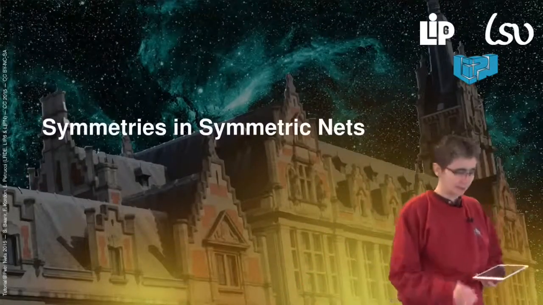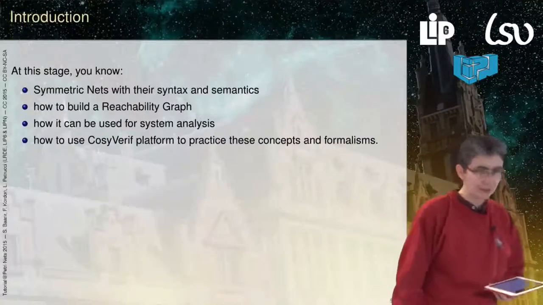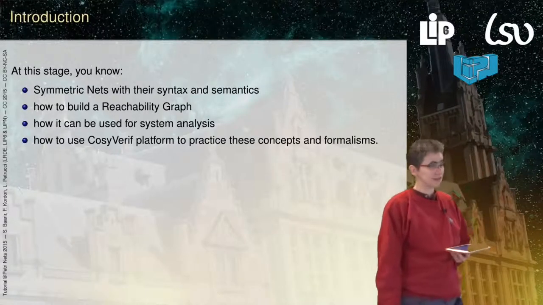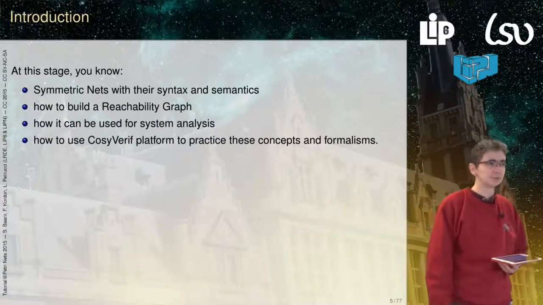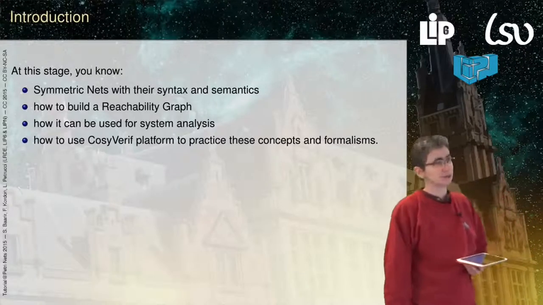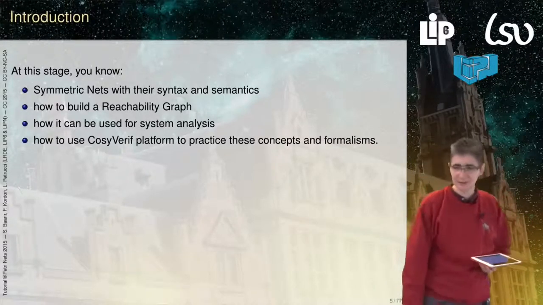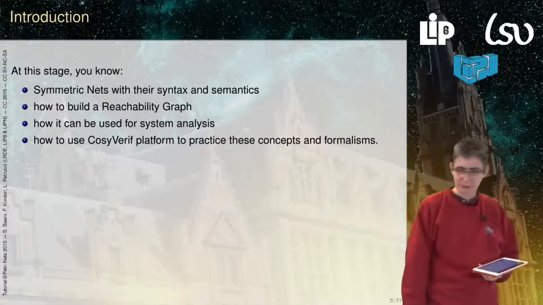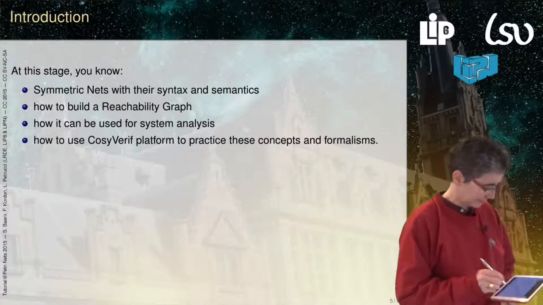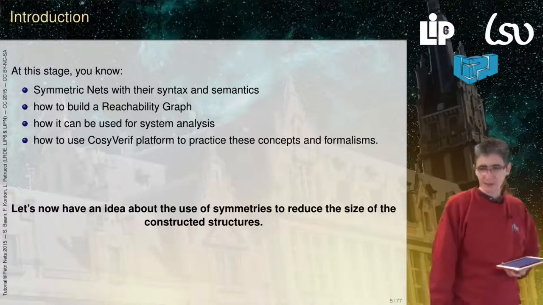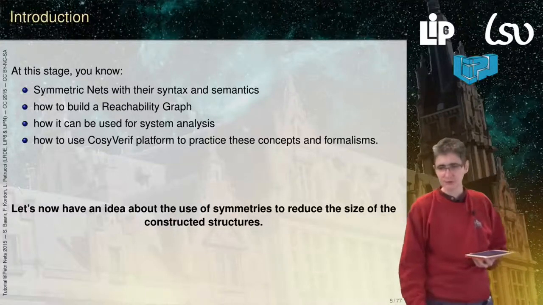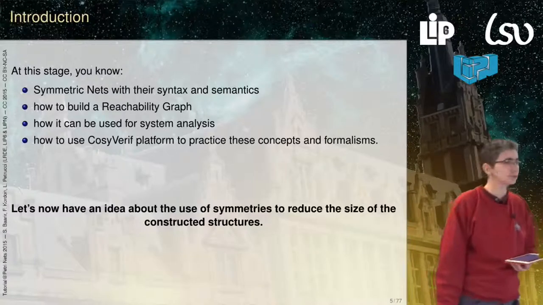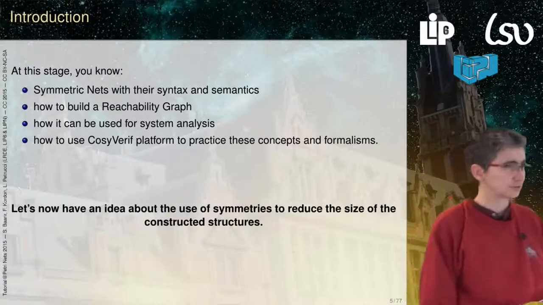Okay, so let's have a look at symmetries in symmetric nets. Up to now, you know about symmetric nets and their syntax and semantics. You know how to build a reachability graph. A reachability graph can be used for analysis, and you have experimented with the Cosyverif platform to practice these concepts and formalisms. So now we'll see how to use the symmetries and give the feeling for symmetries in order to reduce the size of the constructed structures.